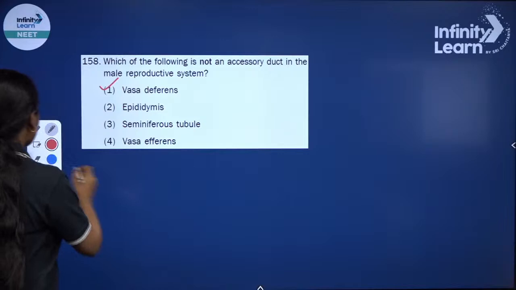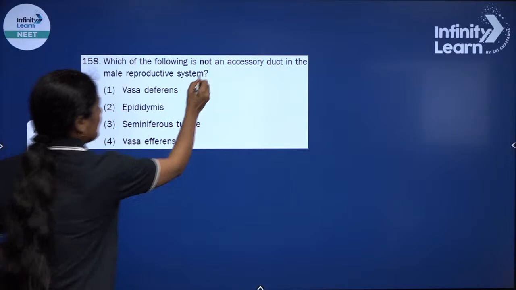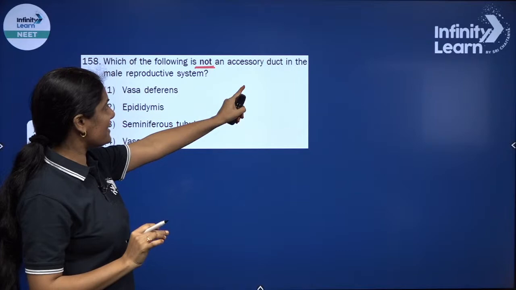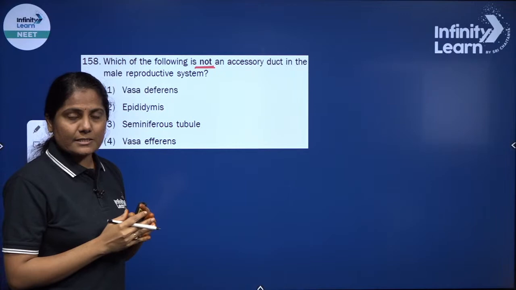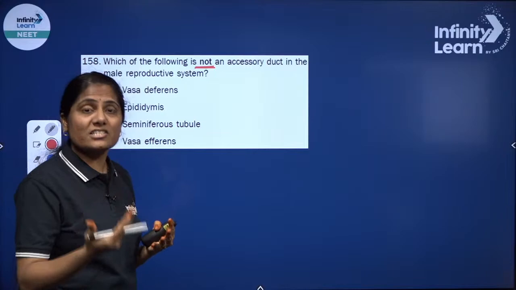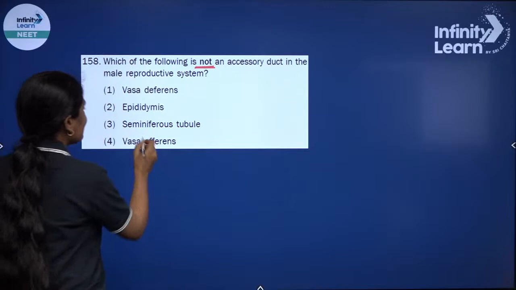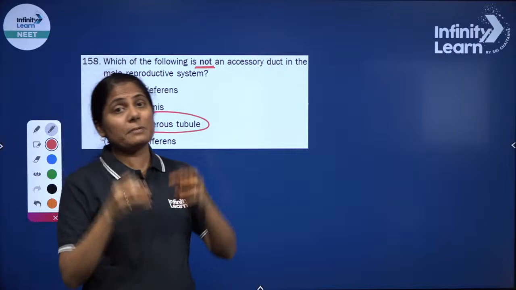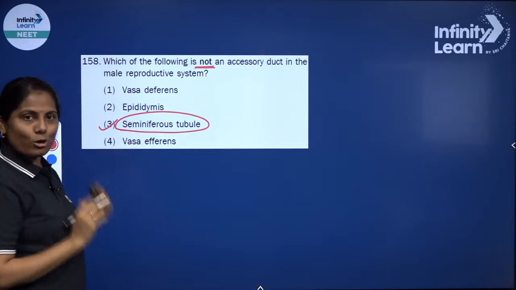And then, which of the following is not an accessory duct? Again, please, please, please pay attention to such words. Not an accessory duct in the male reproductive system. In the male reproductive system, there is rete testis, vasa efferentia, epididymis, vas deferens. These are all the male accessory ducts, right? It's the seminiferous tubules which are not a part of it. They are helping with the production of the sperm within the testis, right? So our answer is also that. And here we go with the next question.